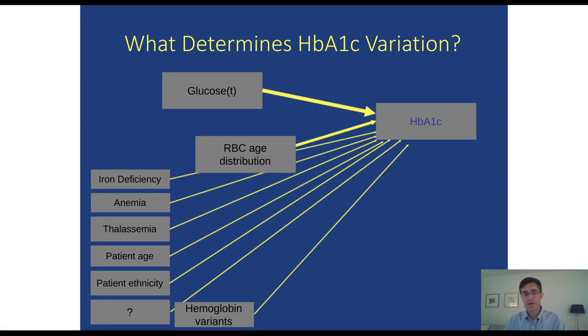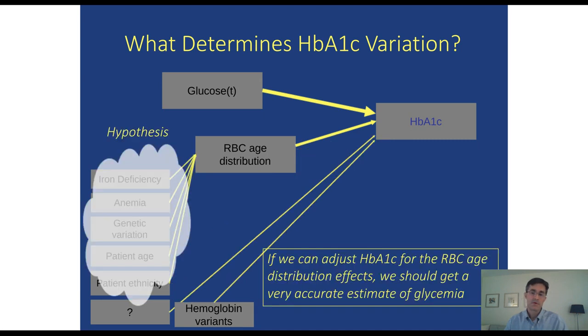What I would like to suggest in the remainder of this presentation is that many of these factors seem to exert their effect by altering the red cell age distribution, by altering the mean red cell age. Some of these effects will persist, for instance, like hemoglobin variants. But for many of these other effects, if we can estimate the mean red cell age accurately, we might be able to adjust A1c for this non-glycemic effect and end up with a much more accurate estimate of average glucose.